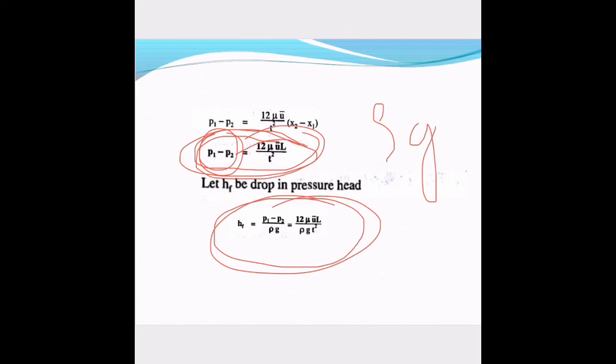So, to calculate the pressure loss in a pipe, it is necessary to compute a pressure drop, usually in fluid head. For each change in pressure, we have to calculate the pressure head, that is the pressure loss, and it is given by HF equal to (P1 minus P2) divided by rho g, equal to 12 mu u bar L divided by T square rho g. Where rho is the density of the fluid, g is the acceleration due to gravity, u bar is the average velocity, and T is the distance between the two plates.